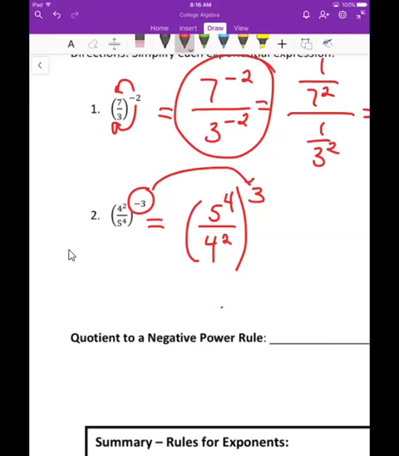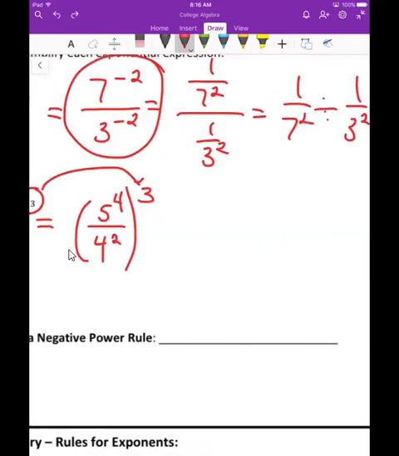So now I can just do the quotient to power rule and realize, okay, both of these powers get multiplied. So that's 5 to the 12th over 4 to the 6th.